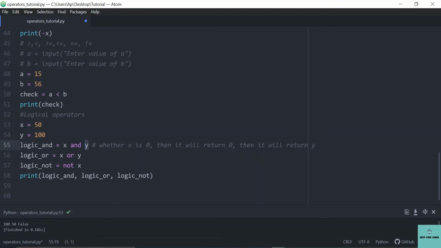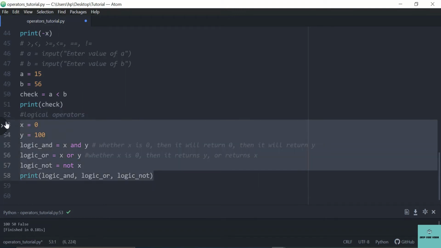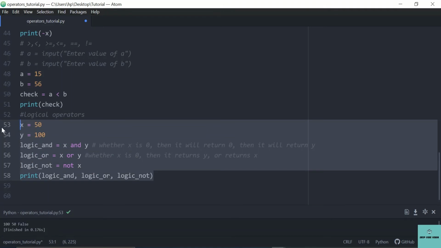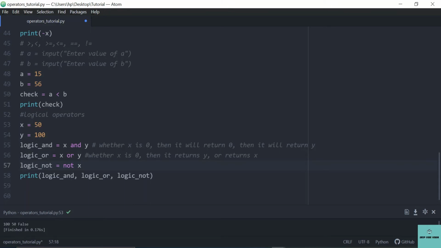And here what happens is it will check whether x is 0, or if you see it as a boolean, x is false, then it returns y, which is 100, or returns x. If it was 0, it would return y. And if it is not 0, it will return x. So that's how logical operators work in Python.